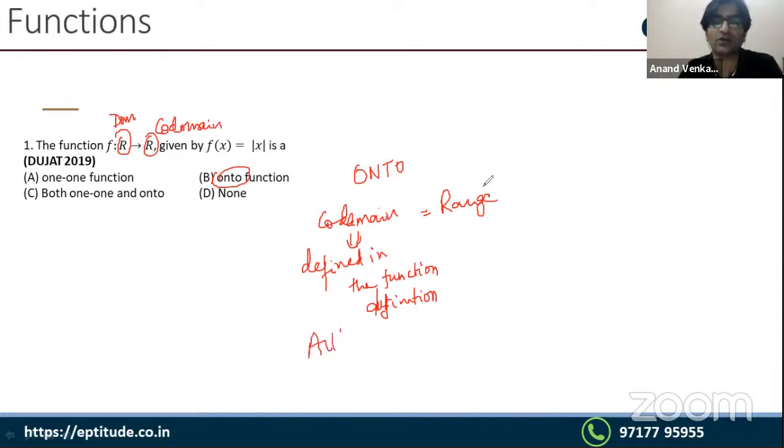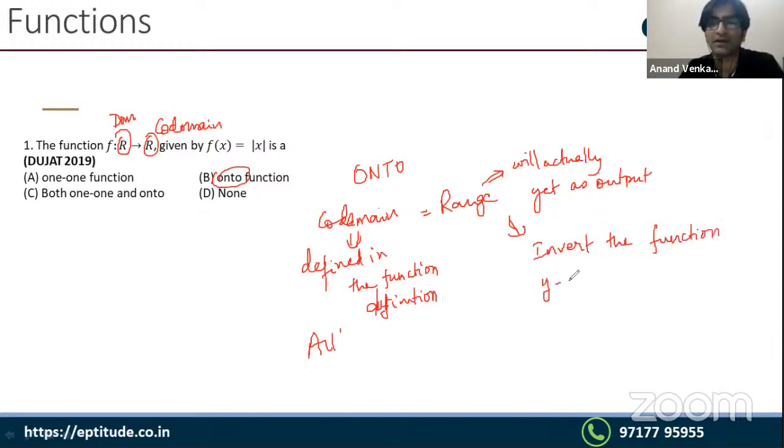Range क्या होता है? What we will actually get as output. है ना? Input की value डालेंगे तो output में क्या मिलेगा? ये range होता है. Range कैसे निकालते हैं? Range निकालने के लिए you need to invert the function, right? That's the technical way of doing it. If, for example, I have y is equal to mod of x, then I will say that y is equal to plus minus x.